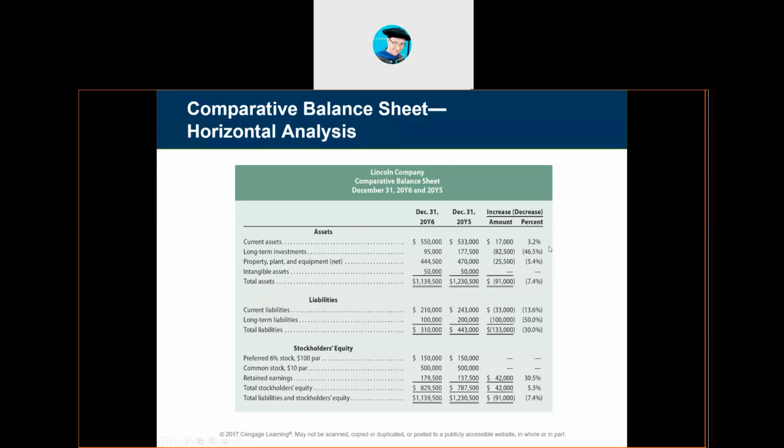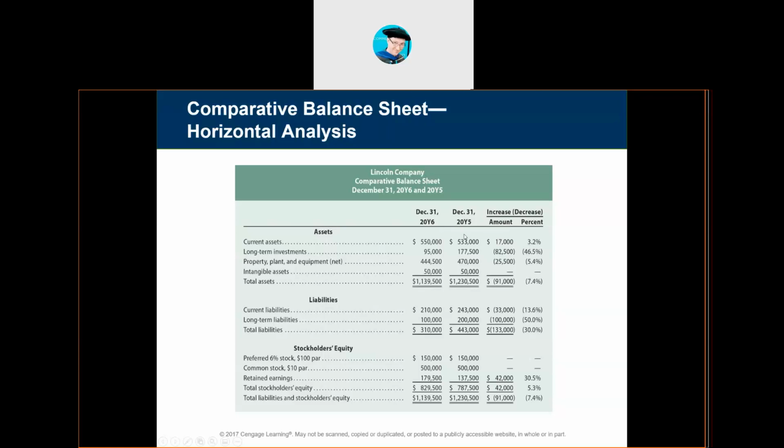And the percent change is 3.2%. You're saying, oh, Dr. B, how do I get the percent change? I hear you. Okay. So here's what you do. You take the new year minus the old year divided by the old year. New minus old divided by old. That gets you percent change.